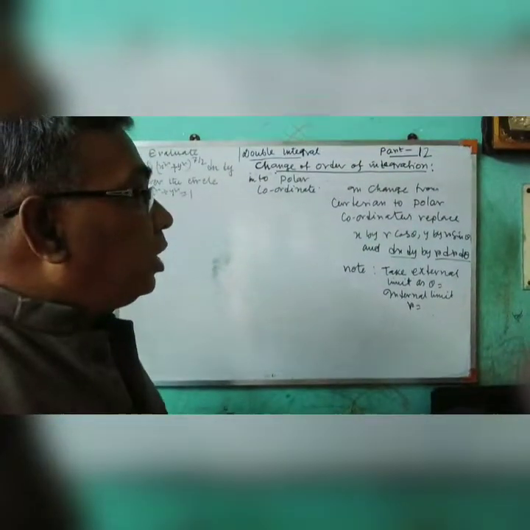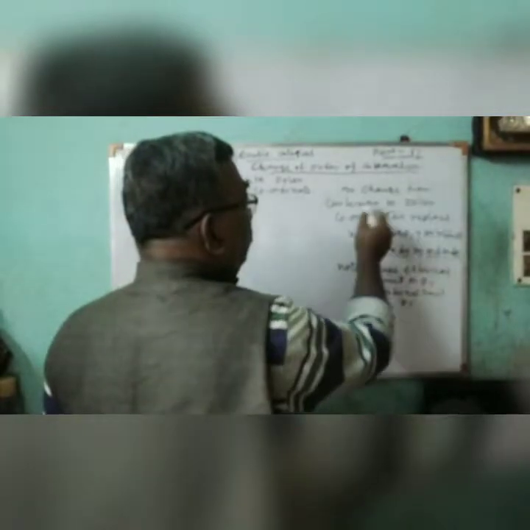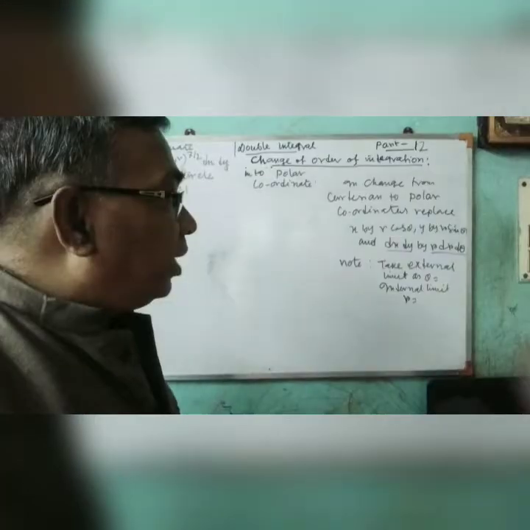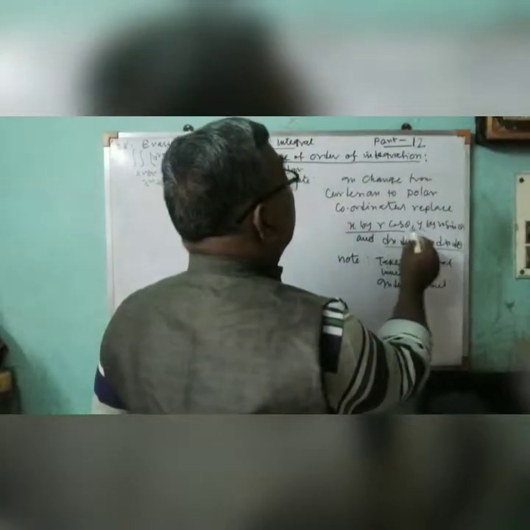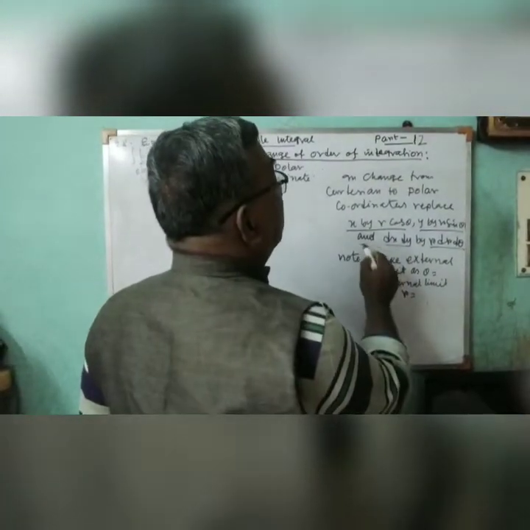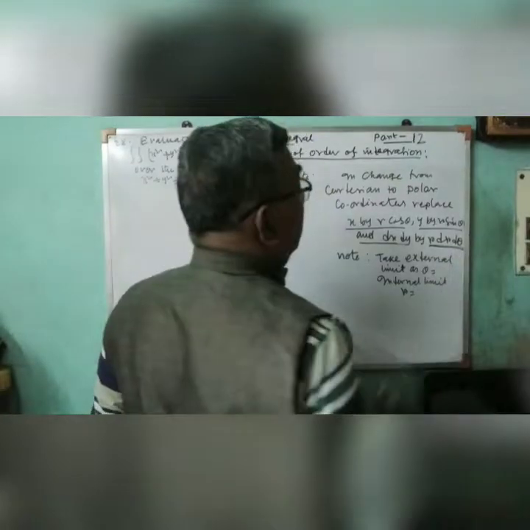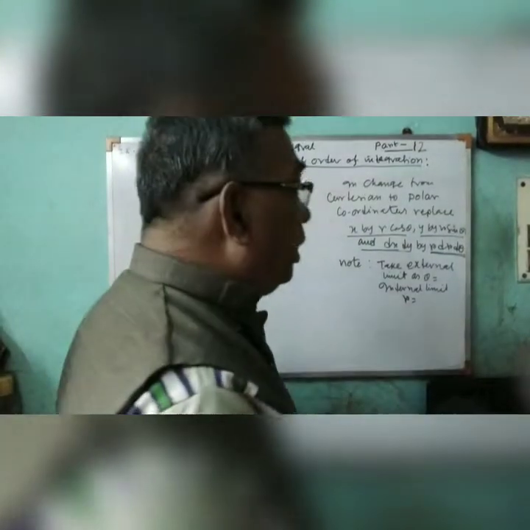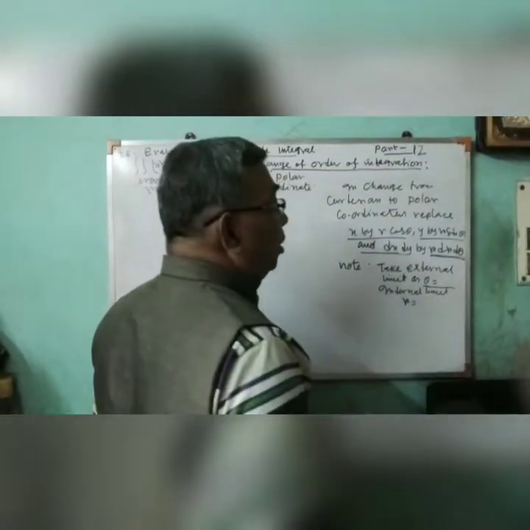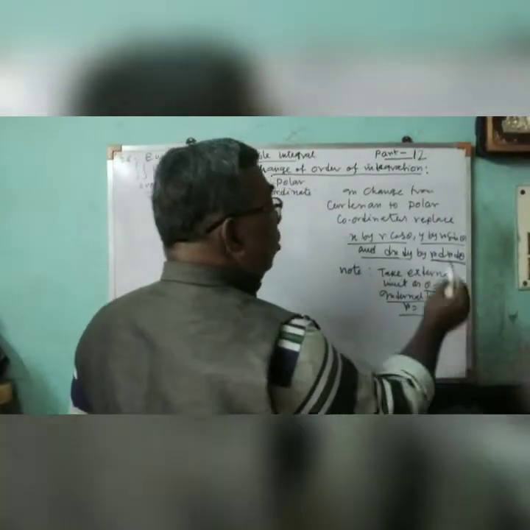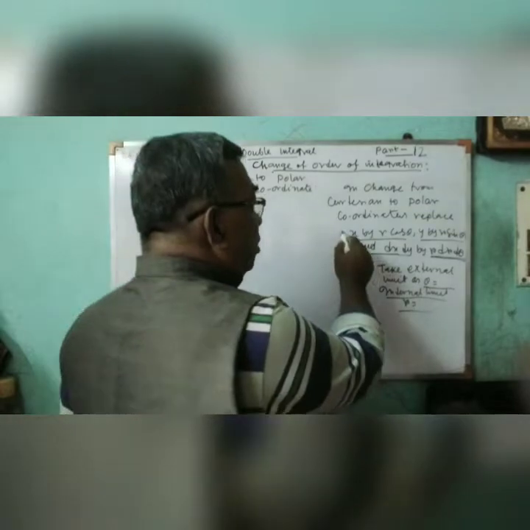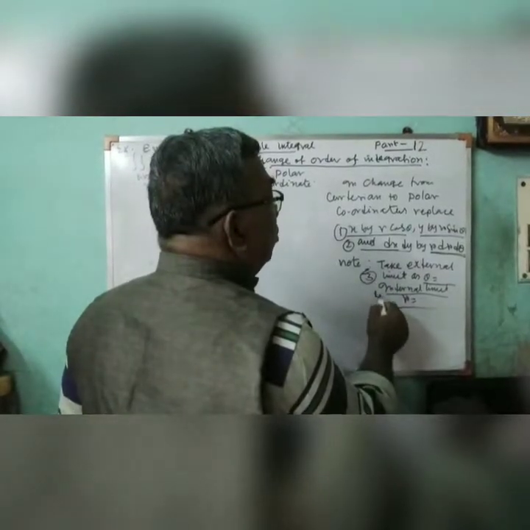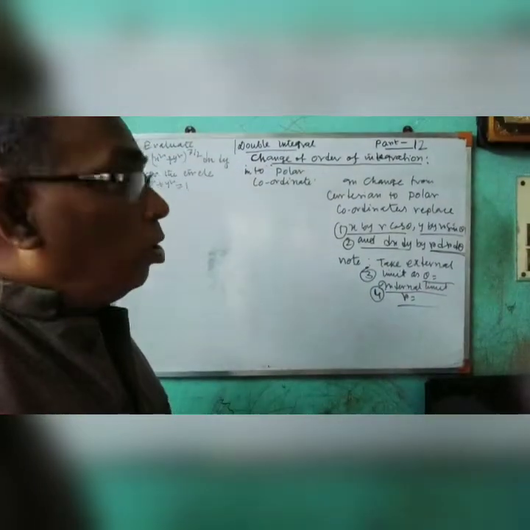How to change? In order to change from Cartesian to polar coordinate, we just replace x by r cos theta and y by r sin theta. This thing you have to remember: x is r cos theta, y is r sin theta, and dx dy becomes r dr d theta. And always remember, after changing into polar coordinate, the external limit we have to take theta equal to something and internal limit will be r equal to something. These four things you have to remember. Then you can do changing into polar coordinate.